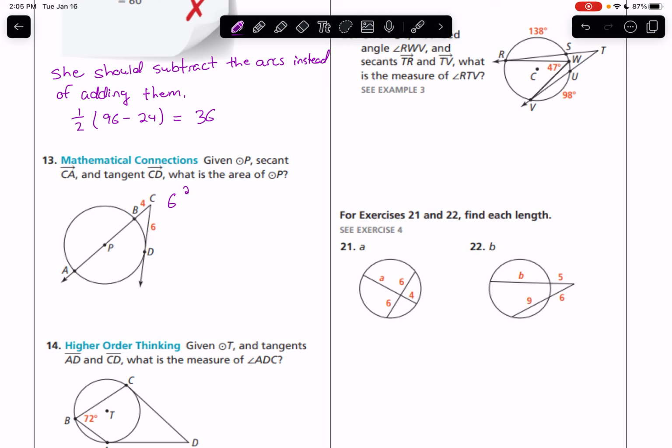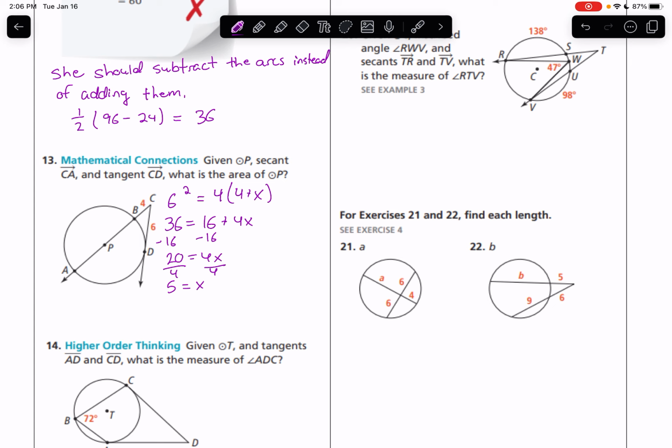So in this case, 6 squared, because that is the piece outside of the circle and also the entire thing, equals the piece outside the circle of the secant, 4, times the entire secant, which is 4 plus x. So when we do this, we get 36 equals 16 plus 4x, and we solve. And of course, we get 5 equals x.